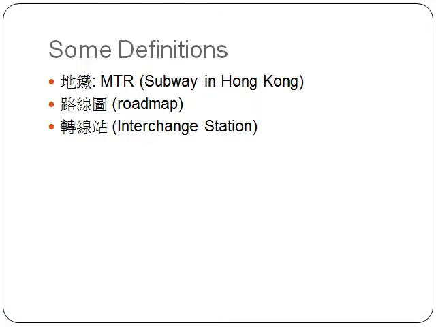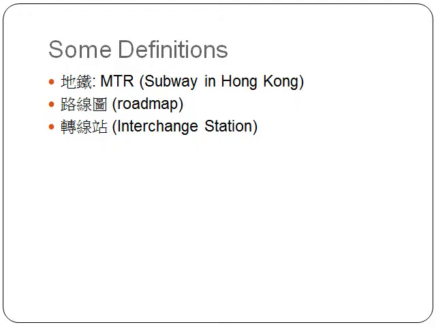So now let's start off with some of the very basic definitions that you can see from the last map. Now, MTR, what we call it in Hong Kong is, in Cantonese, Day Tiet. Again, MTR in Cantonese is called Day Tiet. This is the subway in Hong Kong.